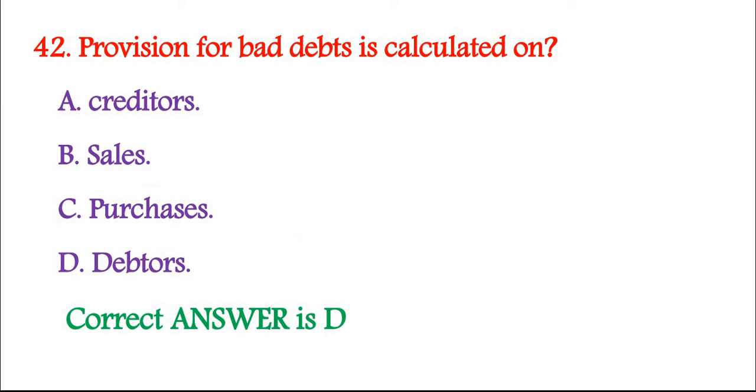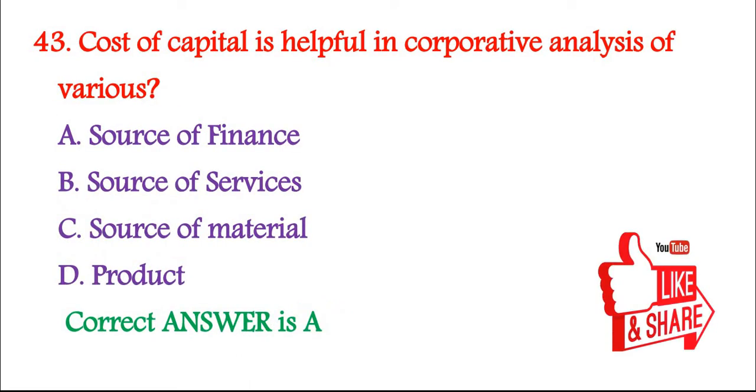42. Provision for bad debts is calculated on: A. Creditors. B. Sales. C. Purchases. D. Debtors. Correct answer is D. 43. Cost of capital is helpful in comparative analysis of various: A. Source of finance. B. Source of services. C. Source of material. D. Product. Correct answer is A.